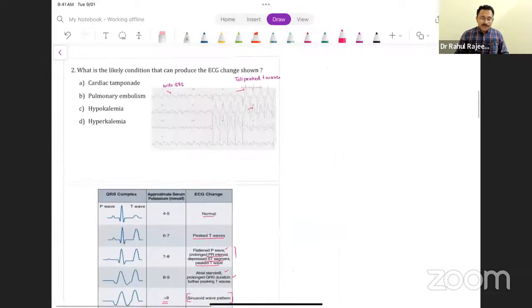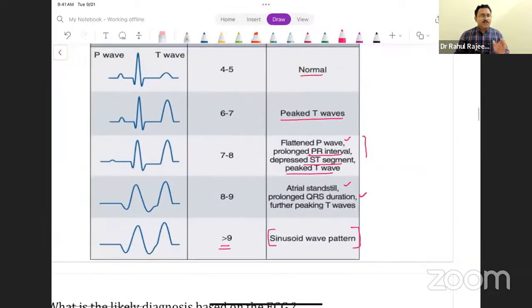And this sinusoidal wave pattern is actually very similar to which arrhythmia? I can see Meet Patel also commenting, why not ventricular tachycardia? Meet, in severe hyperkalemia, the sinusoidal wave pattern can very closely resemble a ventricular tachycardia.